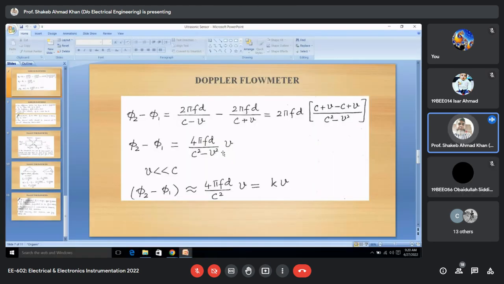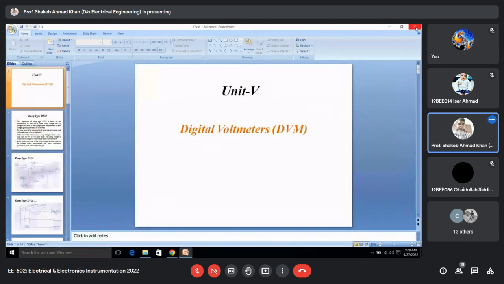I'm closing this topic, and we'll take the next topic. It is about digital voltmeter.